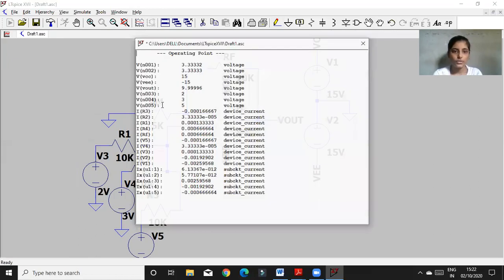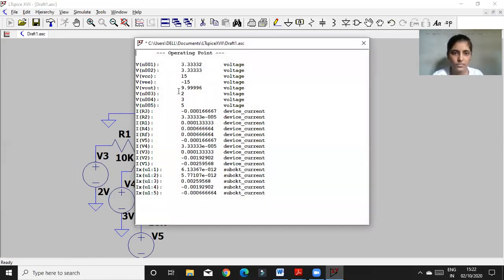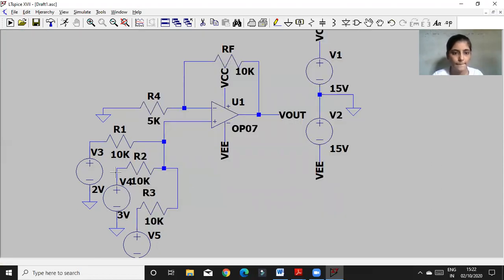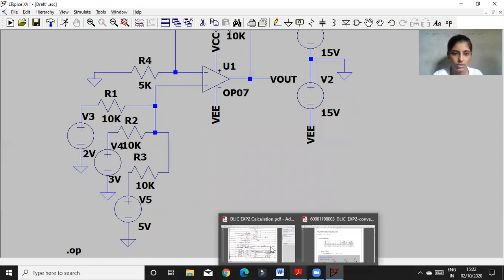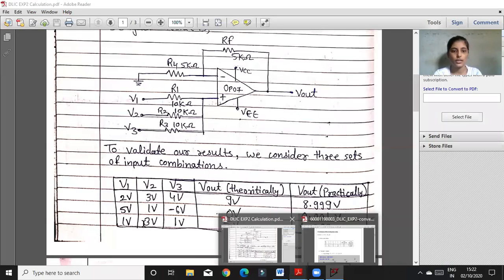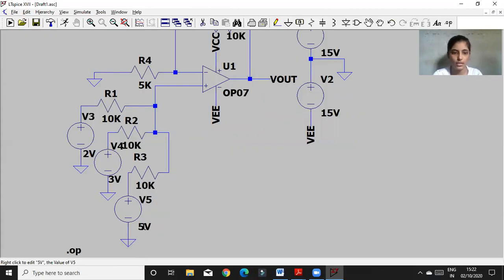So now, just 1 second. Oh, sorry. Here it is 4 volts. I gave it 5 volts by mistake.